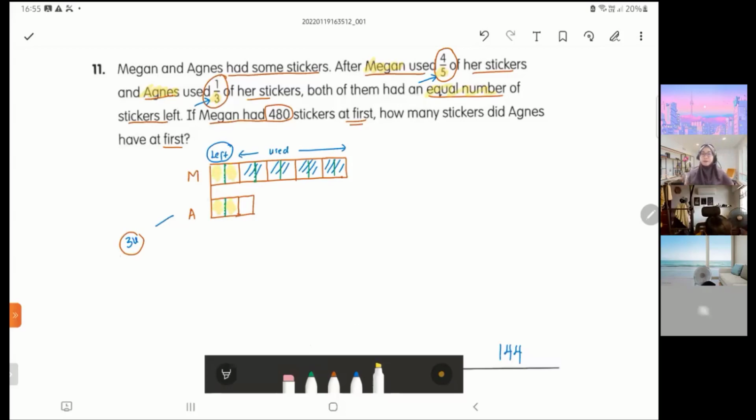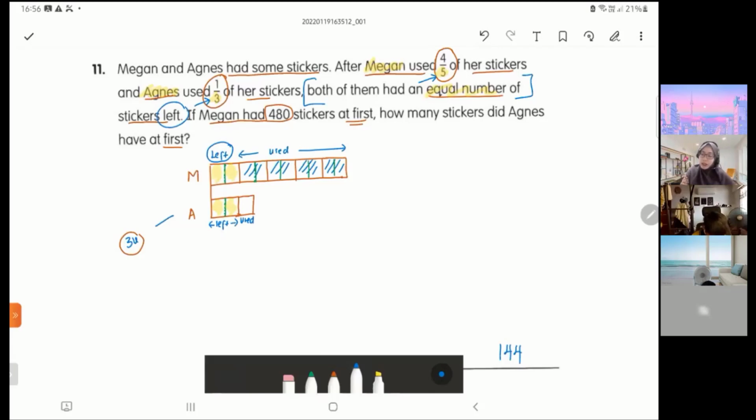Can you see? This is how I draw the model. Model cannot be drawn anyhow. When they say 5 units, draw 5. When they say 3 units, draw 3. But the clue here is that both of them had an equal number of stickers left. That's why I work with the leftover first. I work with what I have left first. So this is what is left for Megan, and this is what is left for Agnes. This is what she used, right? Agnes used this 1 unit.